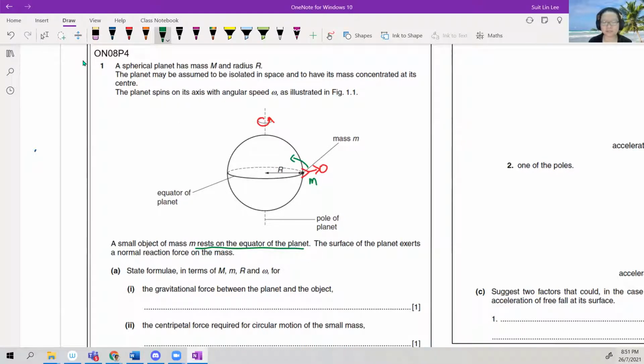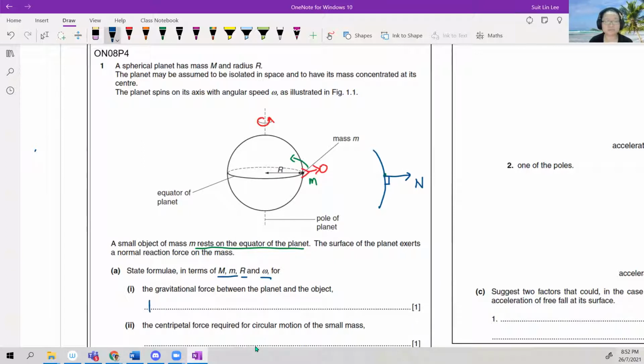In order to not make the diagram look too complicated, I will draw the forces. There will be a normal force here, N. Think about the normal force: it has to be 90 degrees to the Earth's surface. So if this is the Earth's surface, then this is the normal force. Then state the formula in terms of m, r, and omega.